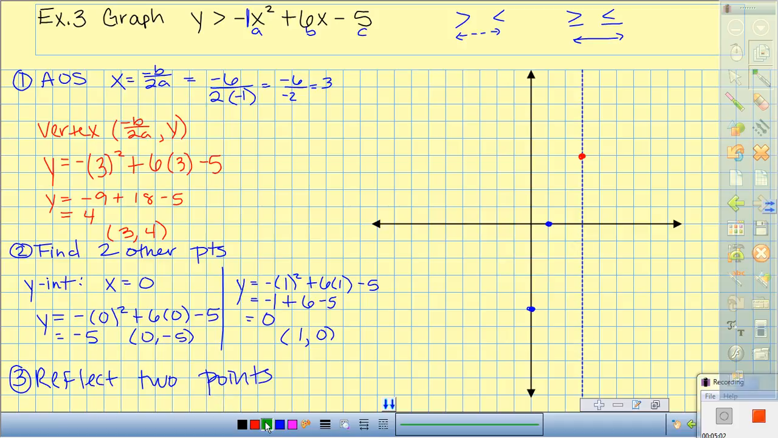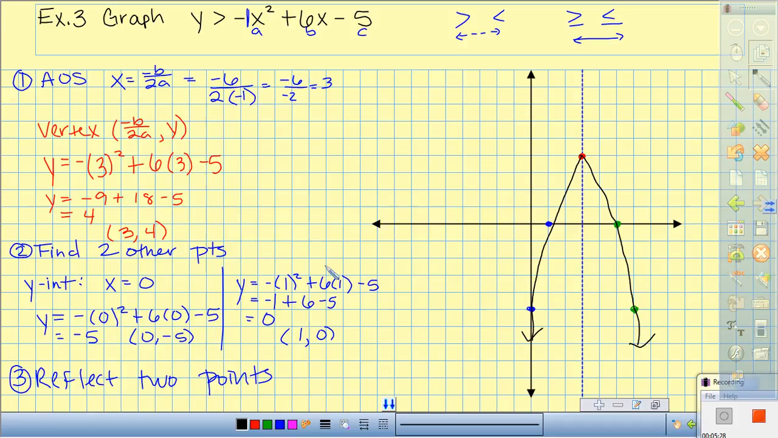So then you know your other 2 points are the same distance away from your axis of symmetry with the same y value. So it's just 2 away with the same y value. This one is 1, 2, 3 away, so 1, 2, 3 away with the same y value. And finally, you can draw your parabola. Try and hit all those points too when you do it, and make sure it looks more like a parabola than like a V.